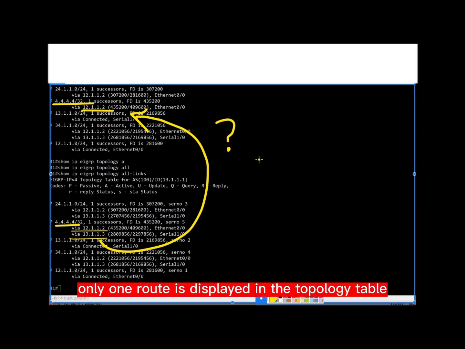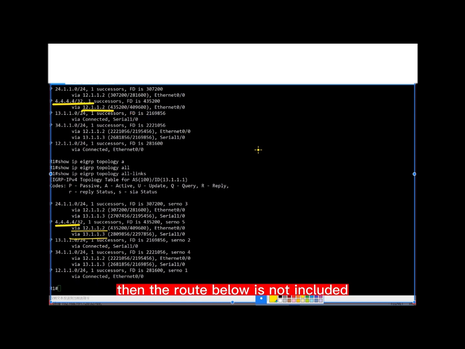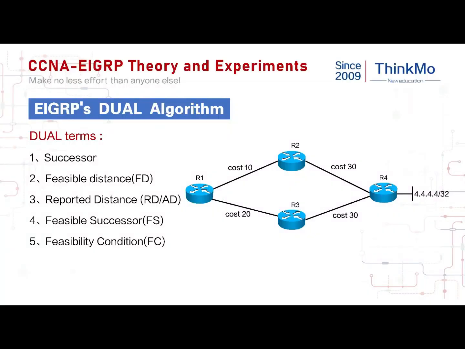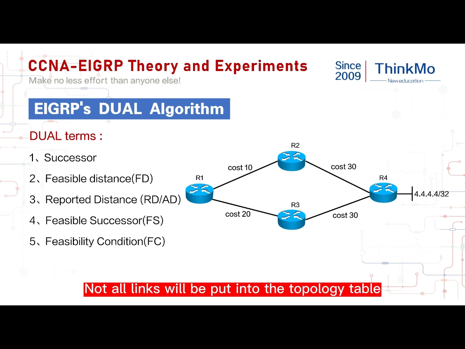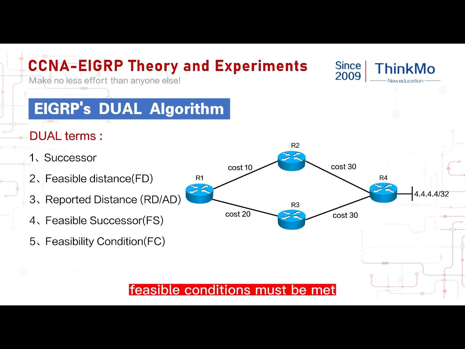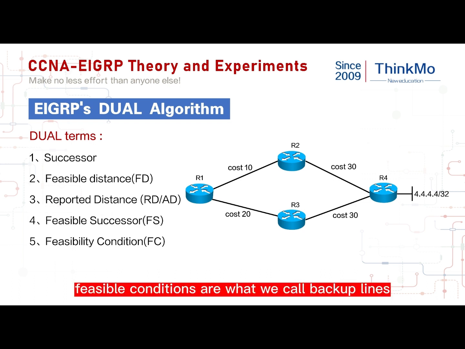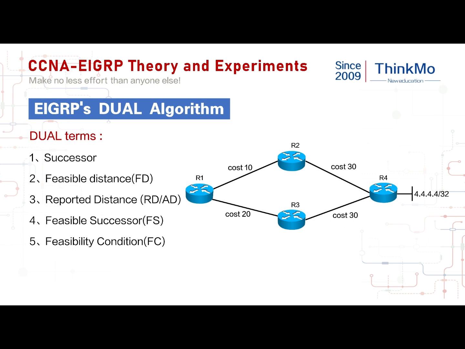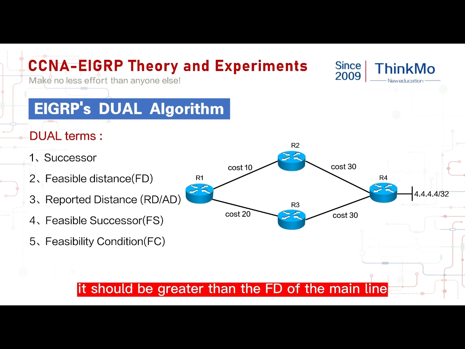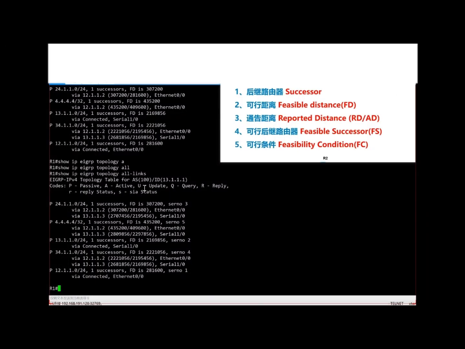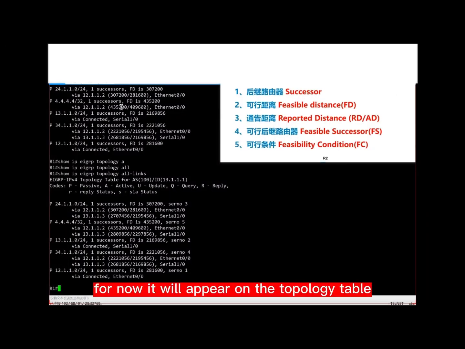Only one root is displayed in the topology table. Then the root below is not included. We mentioned a thing last class. Feasible condition. Not all links will be put into the topology table. If you want to enter the topology table, feasible conditions must be met. Feasible conditions are what we call backup lines. AD, the advertised distance, should be smaller than the FD of the main line. For now, it will appear in the topology table if it meets the feasible conditions.